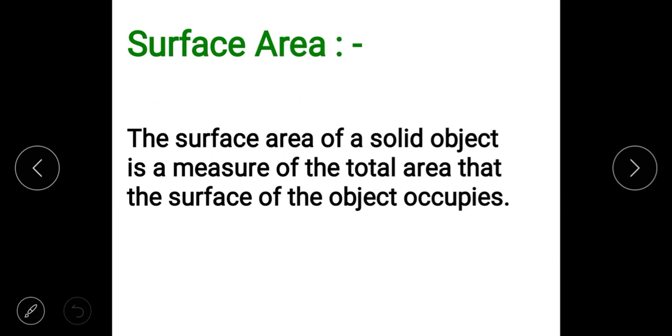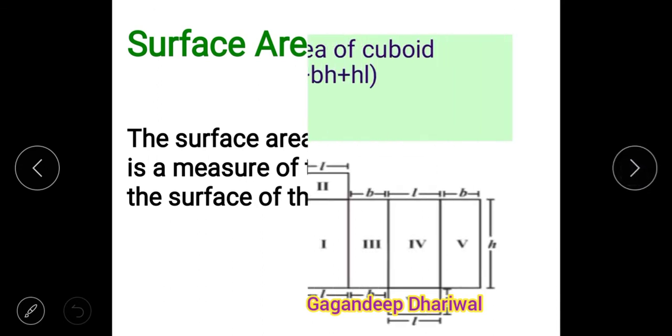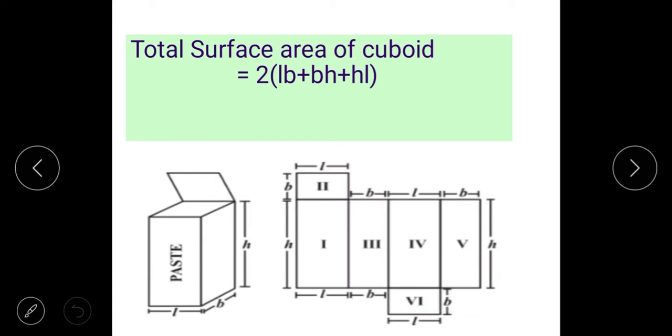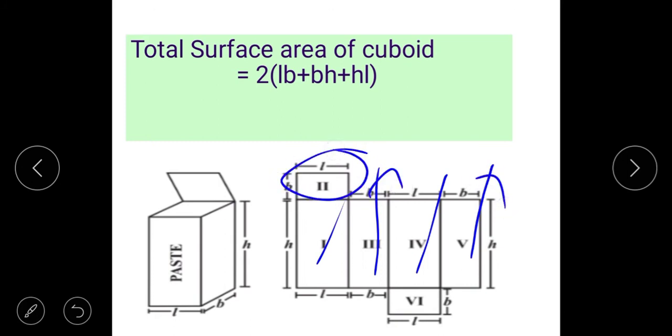Now we are going to talk about the surface area. The surface area of a solid object is a measurement of the total area that the surface of the object occupies. Here we are talking about the area covered by the faces of the given solid shapes. Firstly we are going to talk about the cuboid. The first face and the fourth face are identical, and this one is identical to this one, and this one is identical to this one.